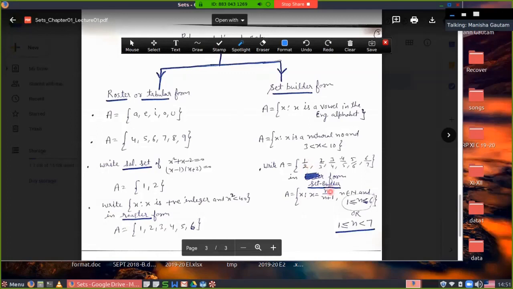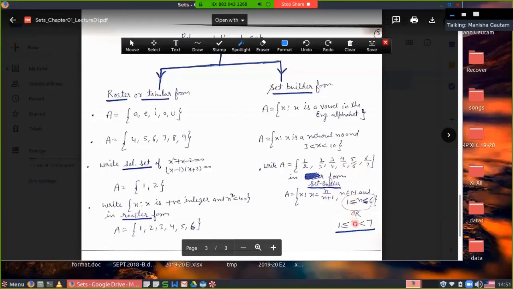It means I am taking n is 1, then this will be 1 plus 1, that is 2. If I take 2, this comes out 3, 1 more. It means what? x can be written as n upon n plus 1, where n belongs to natural numbers, and n is greater than equal to 1, less than equal to 6. From 1 to 6 you can take natural numbers, put them here, you will get the values 1 by 2, 2 by 3, 3 by 4, 4 by 5, 5 by 6, 6 by 7.